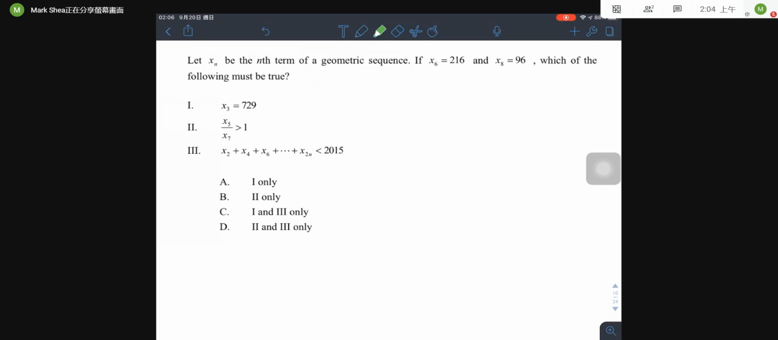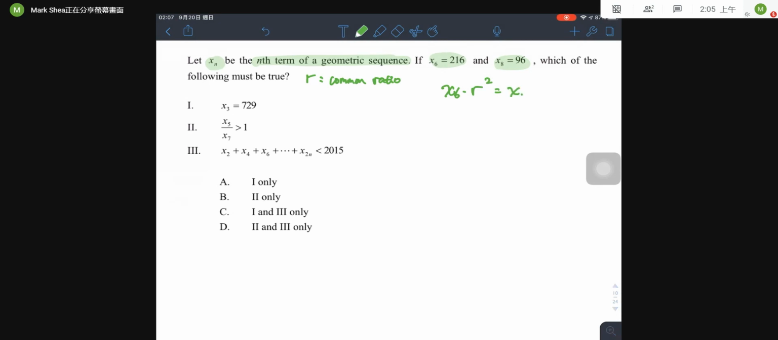From the question, we know that xn is the nth term of the GS, and we have the values of x6 and also x8. So here, let R be the common ratio. Then the relationship between x6 and x8 is that x6 times R will be x7, and then times R squared will be x8.